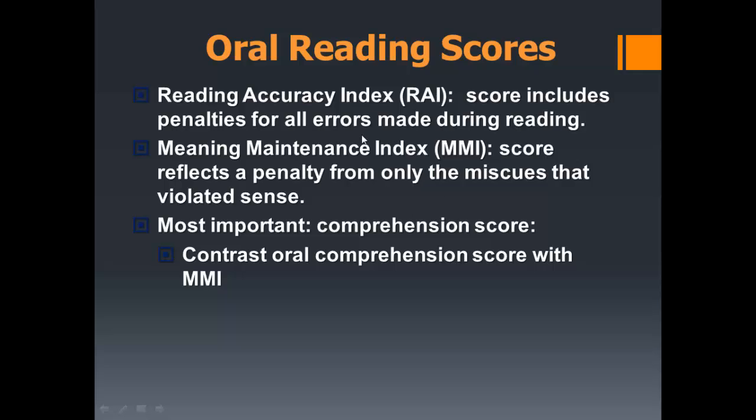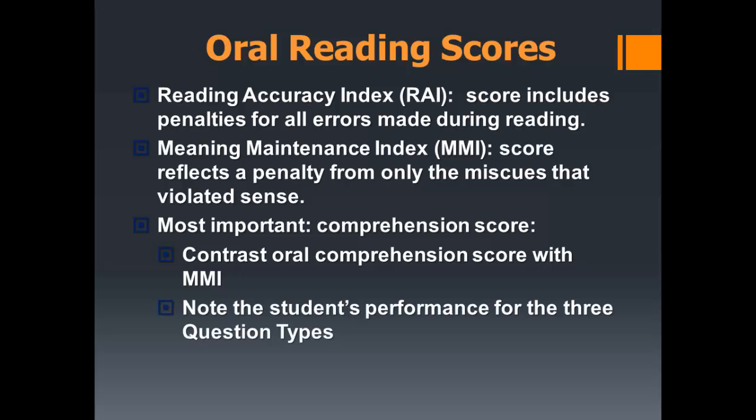RAI and MMI are contextual reading tasks. Often it's determined by the student's fluency level. So if a student has a very high MMI, we're happy as long as that's followed with a high comprehension score. We're going to note the student's performance for all 3 question types. Again, we're happy if the child does well with text-based, but not at the expense of higher level questions.